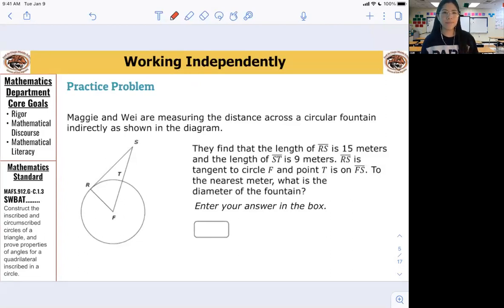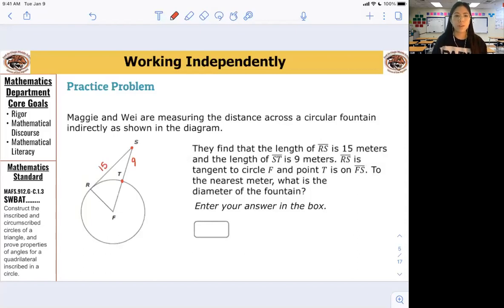So Maggie and Wei are measuring the distance across a circular fountain indirectly as shown in the diagram. They find that the length of RS is 15 meters, and the length of ST is 9 meters. RS is tangent to circle F, and point T is on the line FS. To the nearest meter, what is the diameter of the fountain?